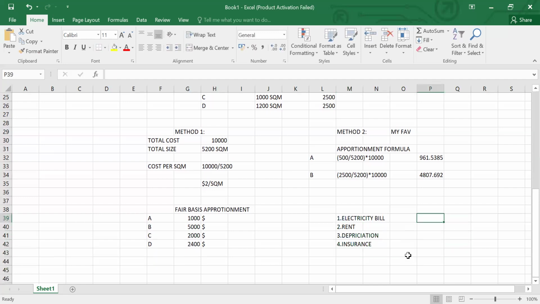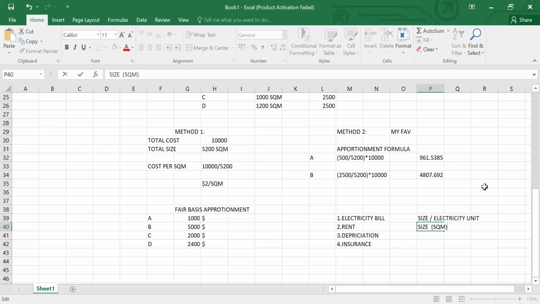You need to remember that electricity bill can be used as an apportionment on the basis of, the very first, size of the department, and second, it can also be apportioned on the basis of electricity units. These are some common bases of apportionment that you will memorize when you solve questions. Rent is majorly charged on the basis of size, and size will always be in square meters.